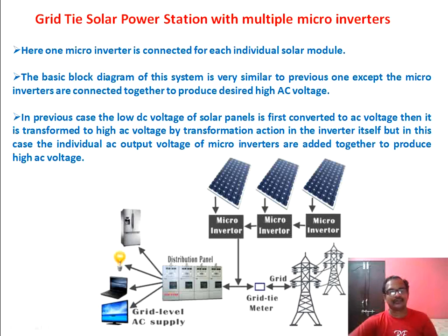This is it. So in the previous case, in the first model, a low voltage DC of the solar panel is first converted to AC voltage, then it is transformed to high voltage by transformation action in the inverter itself. But in this case, individual AC output voltage of micro inverters are added together to produce high AC voltage. It is the difference between the first macro inverter and the multiple micro inverters.